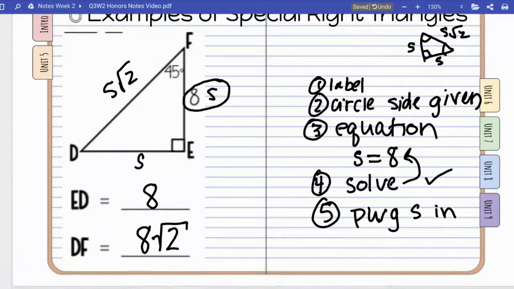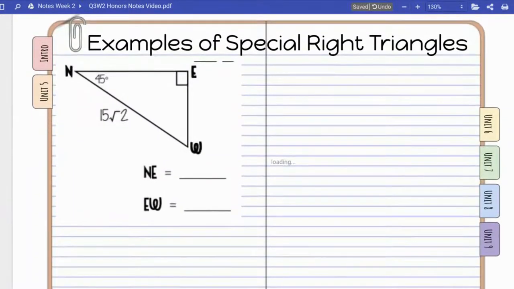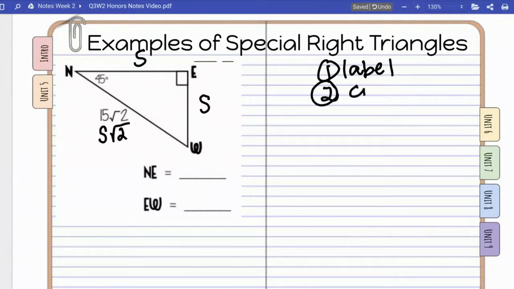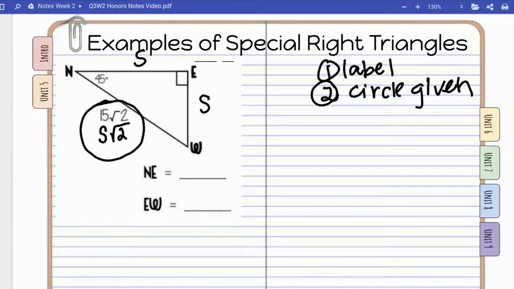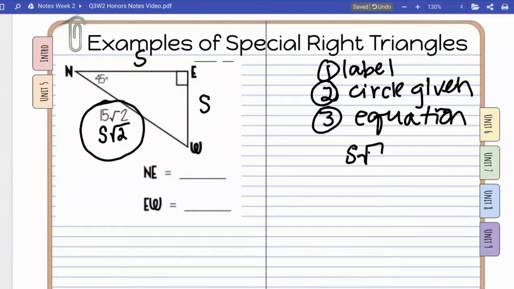We're going to follow these steps throughout. So here's another 45, 45, 90 triangle. The first step is to label. So I'm going to label my sides S, S, those are my legs, and the hypotenuse gets S square root of 2. Second thing, circle the given. In this case, I'm given S square root of 2 and 15 square root of 2. Step 3, we need an equation. So we're going to write what we labeled it as, S square root of 2, and set that equal to 15 square root of 2.